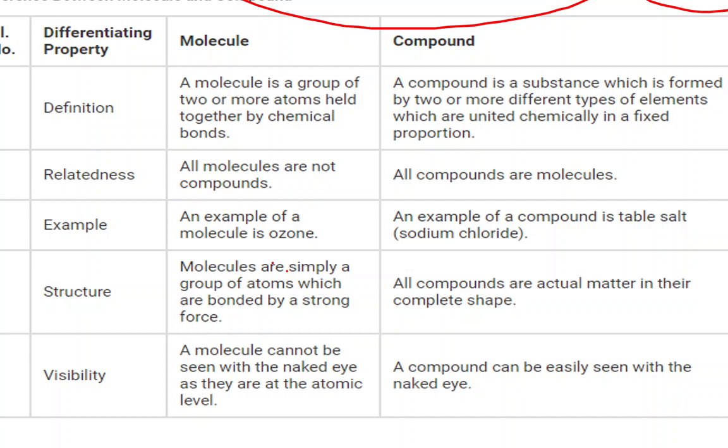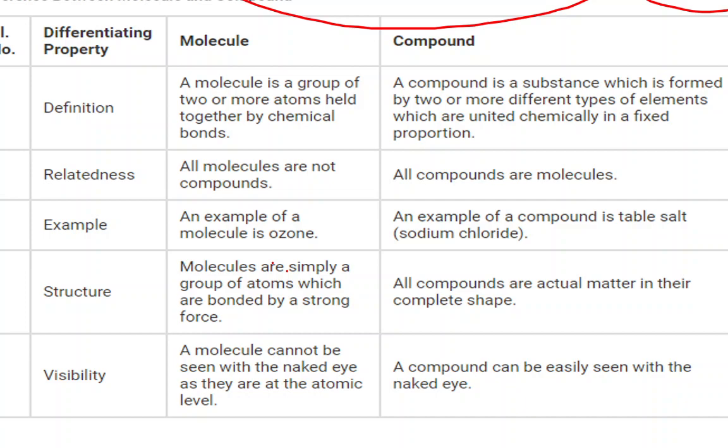But those ones that are very close to you in your house is molecule of water, two hydrogen, one oxygen bound together like that. An example of compound is table salt, the salt you are eating in your house. And as well as water, you know that water is a molecule. But when we are talking about water as a molecule, we are looking at just one molecule of water. When we are talking of water as a compound, we are talking about many molecules of water bound together chemically. An example is hydrogen bond like that. What about structure?